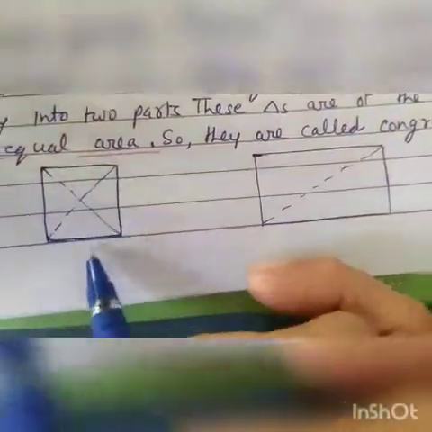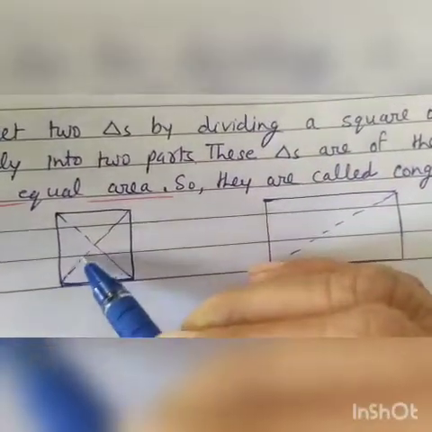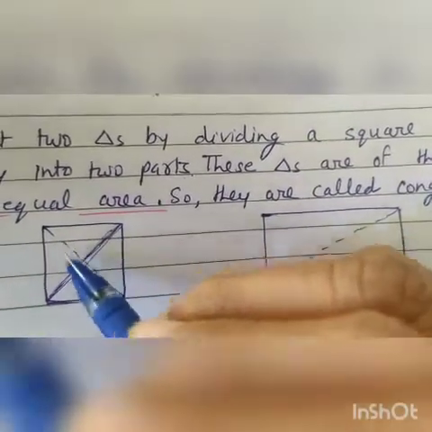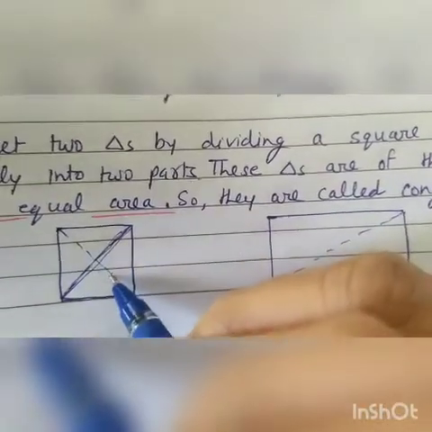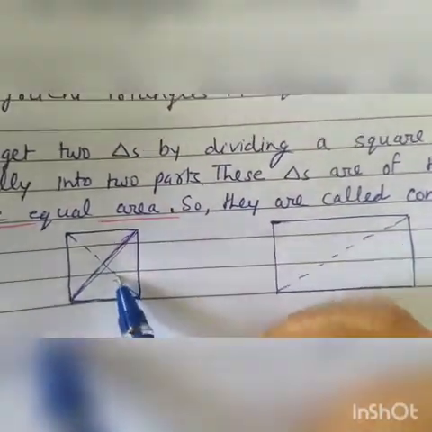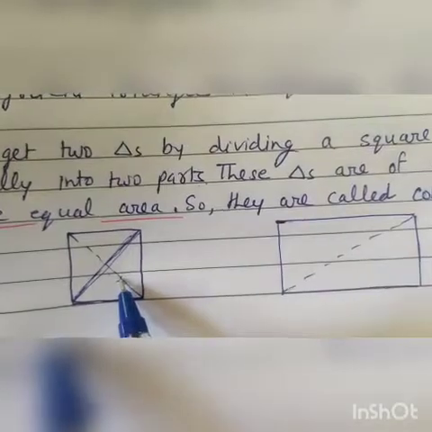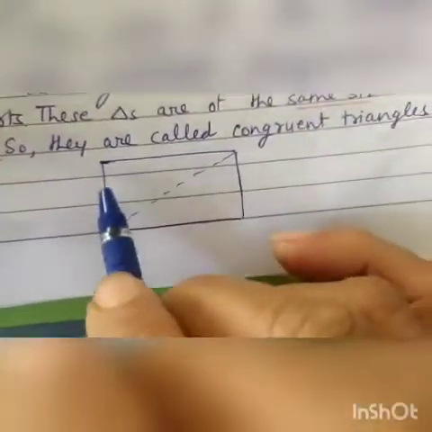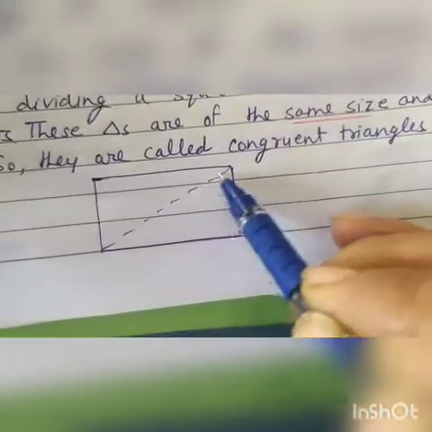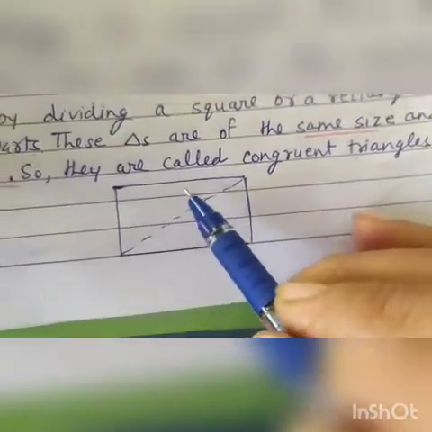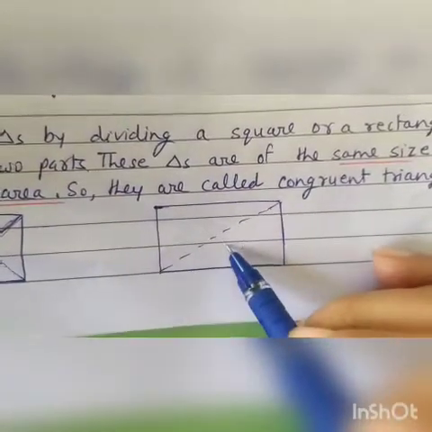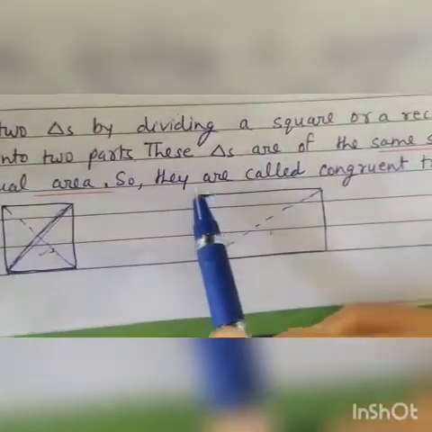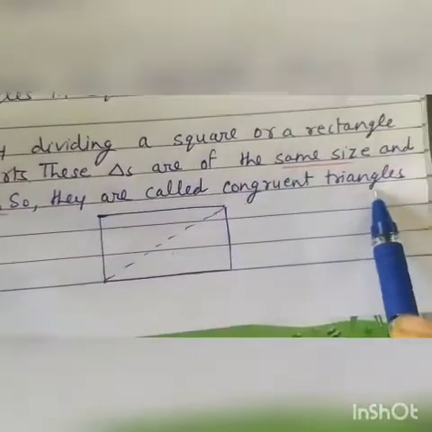See students, this is a square. If we divide this square into two parts, if we draw this diagonal, then this square is divided into two equal parts, into two triangles which are the same in size and have equal area. And this is a rectangle. If we draw this diagonal, this rectangle is also divided into two triangles, and these triangles are of the same size and have equal area. These types of figures are called congruent triangles.